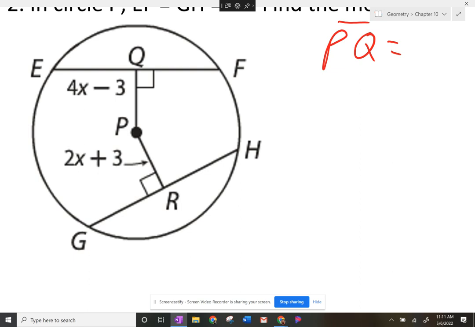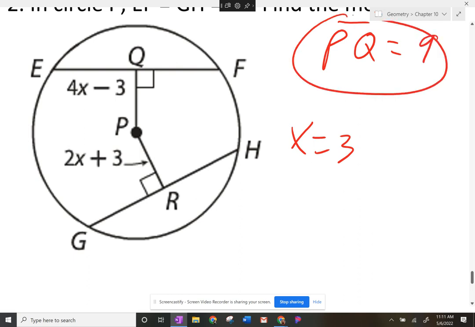Crushed it. Love it. All right, this last one, you guys got it. Plug that stuff in. You should have got x equals 3. Plugged it back in for PQ, your length should have been 9.